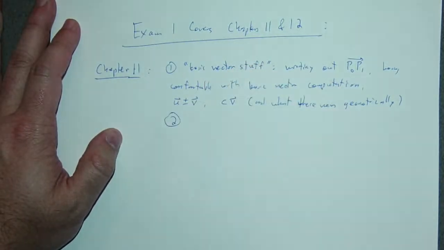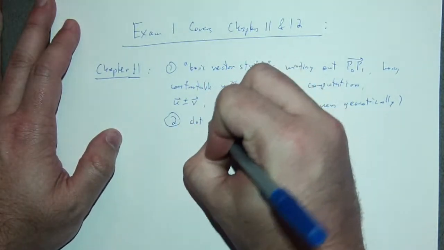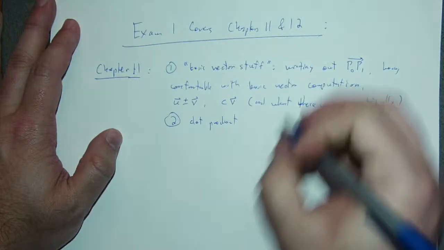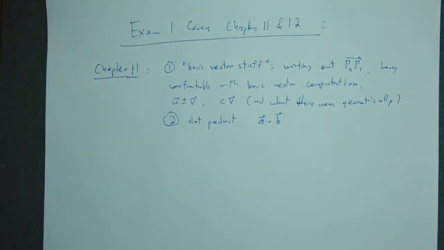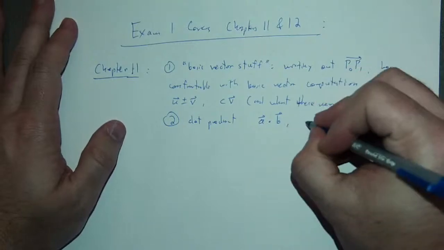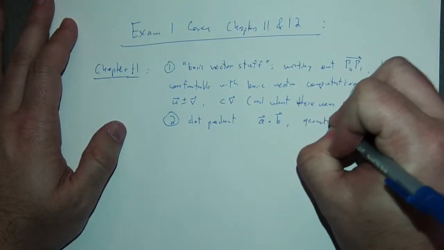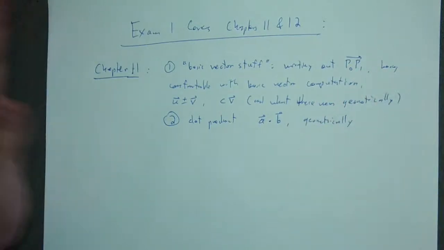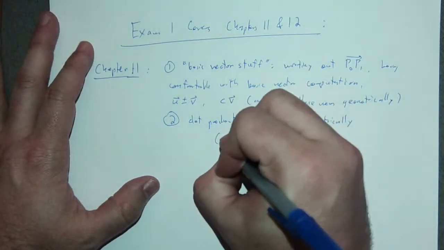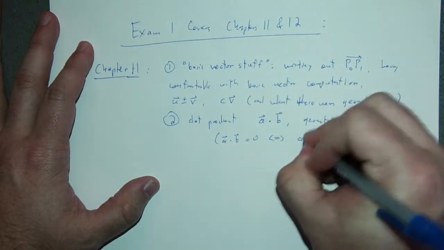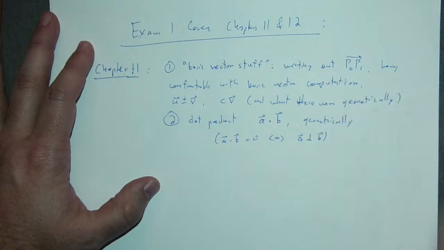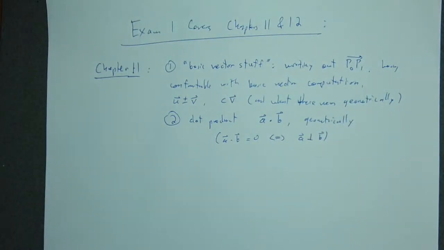Okay, dot product, obviously. So you have two vectors, A dotted with B. You should understand geometrically what it means. Geometrically, this is our way of checking whether or not two vectors are perpendicular. Remember, A dot B is equal to 0 if and only if A is perpendicular to B.